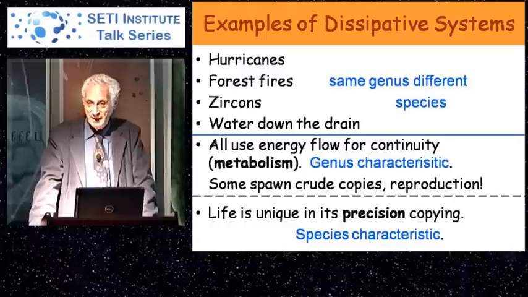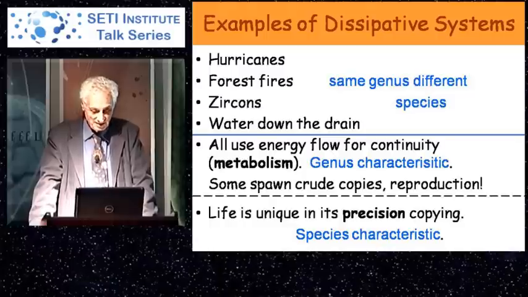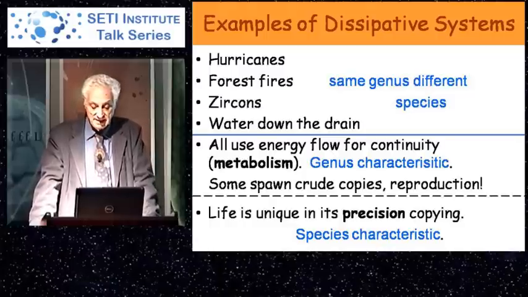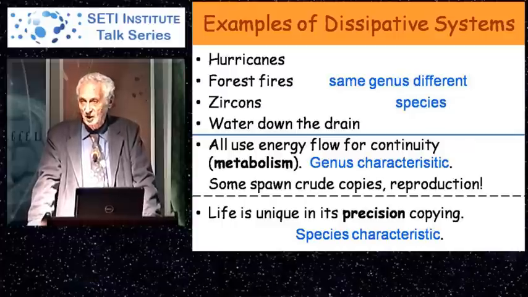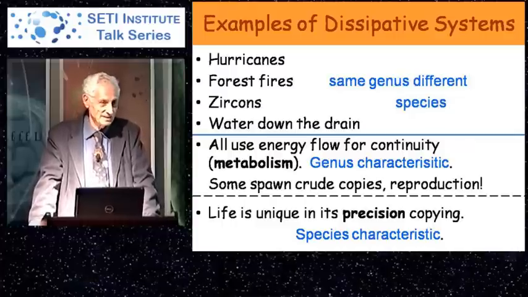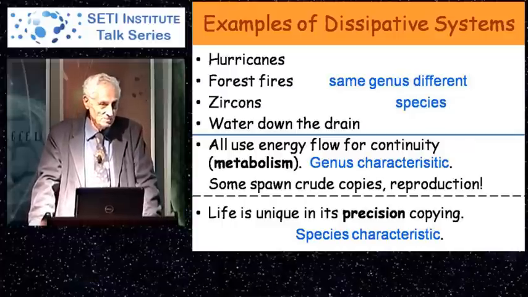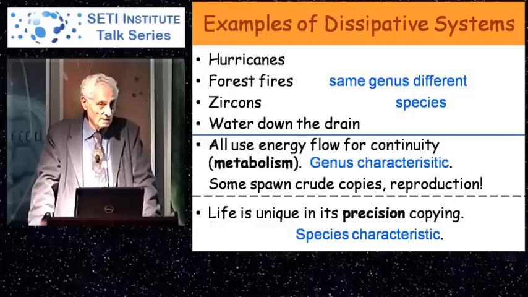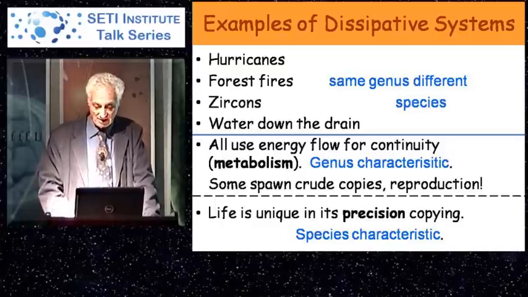Zircons break into parts and those parts grow separately, and so on. But life is unique in its precision copying, that precision that had to define how those enzymes were. And so that is its species characteristic.